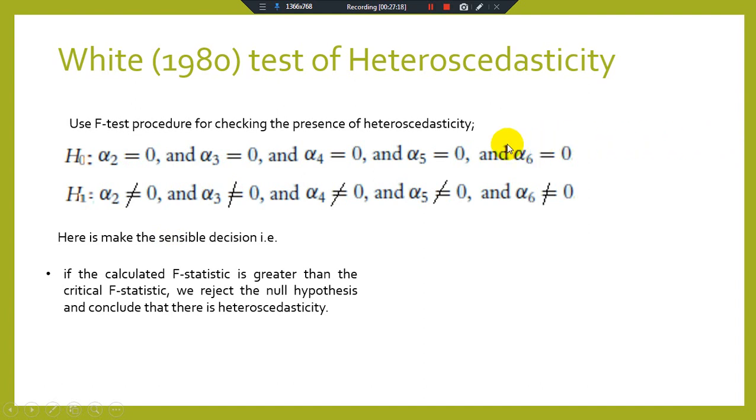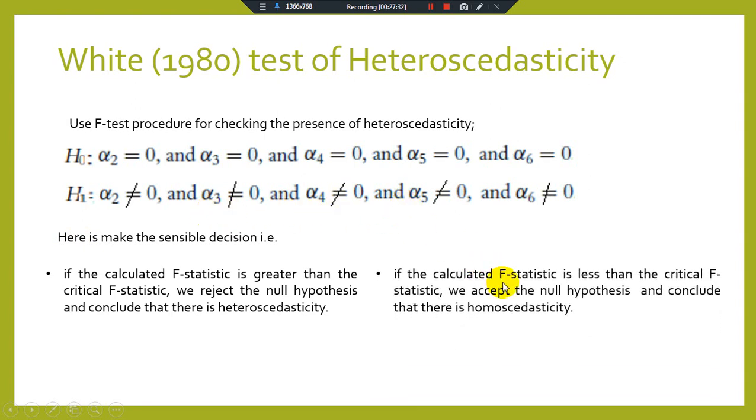When you are rejecting this, there is heteroscedasticity in your data. Keep in mind that when you are rejecting this, technically you are accepting the alternative, and there is heteroscedasticity. If the calculated F statistic is less than the critical value, we are accepting the null hypothesis. If we are accepting this, then there is homoscedasticity in our data.